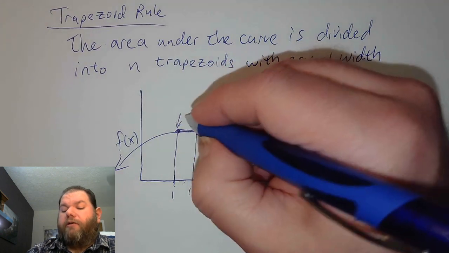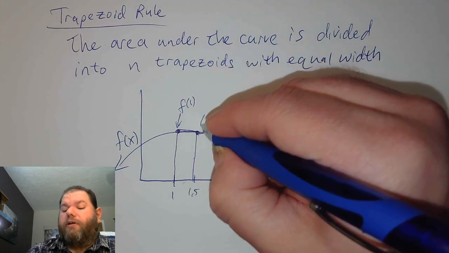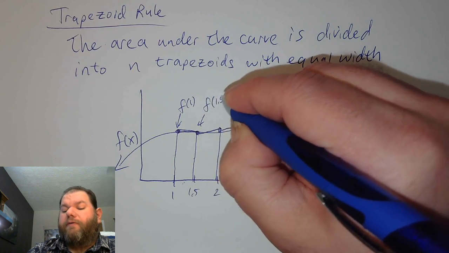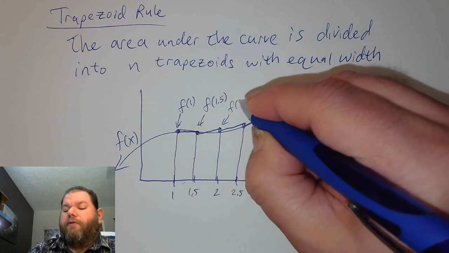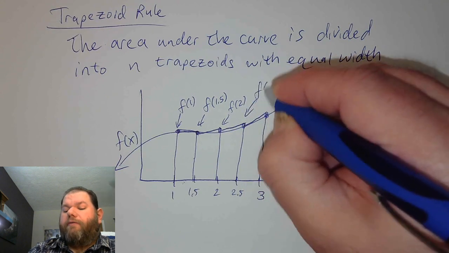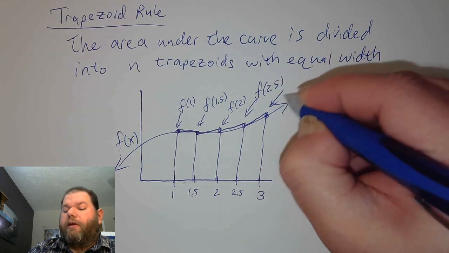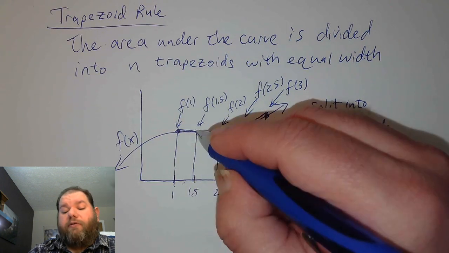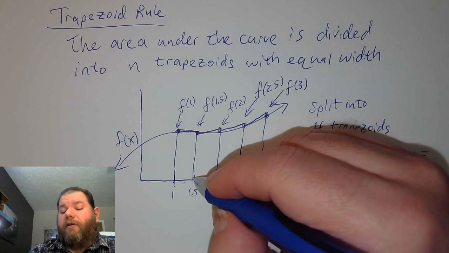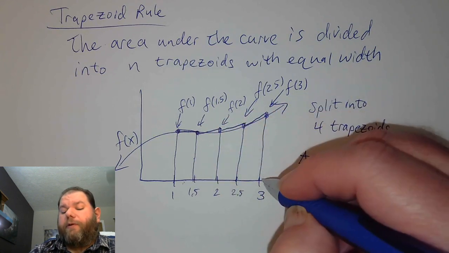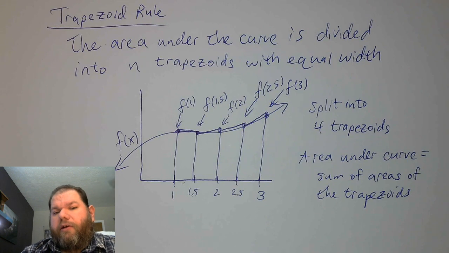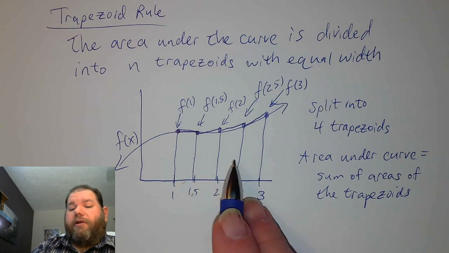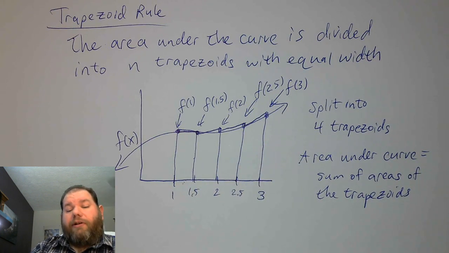Now this value right here is f of 1. This value is f of 1.5, f of 2, f of 2.5, and f of 3. Okay? That's basically the height of each of these, or this vertical distance at least, for each of these trapezoids. Now we think about the area of a trapezoid, because we have to find each of these individual areas and add them together to get the total area.